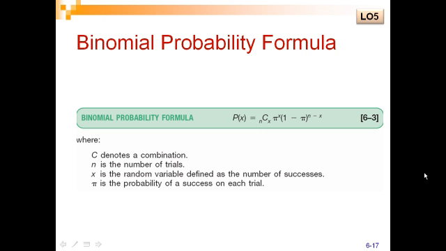A binomial probability formula is P(x) = nCx π^x (1 − π)^(n − x), where C denotes a combination, n is the number of trials, x is the random variable defined as the number of successes, and π is the probability of success on each trial. We use the Greek letter pi to denote a binomial population parameter. Do not confuse it with the mathematical constant, where pi is 3.1416.